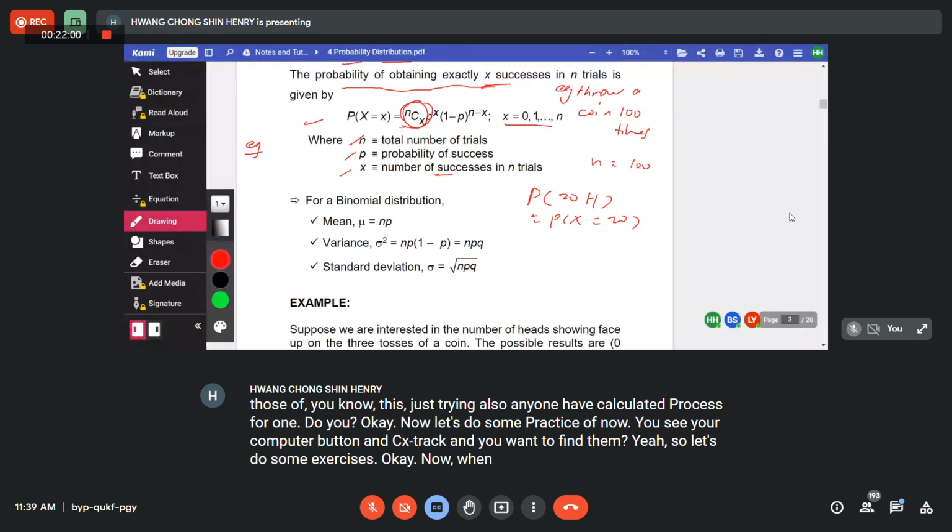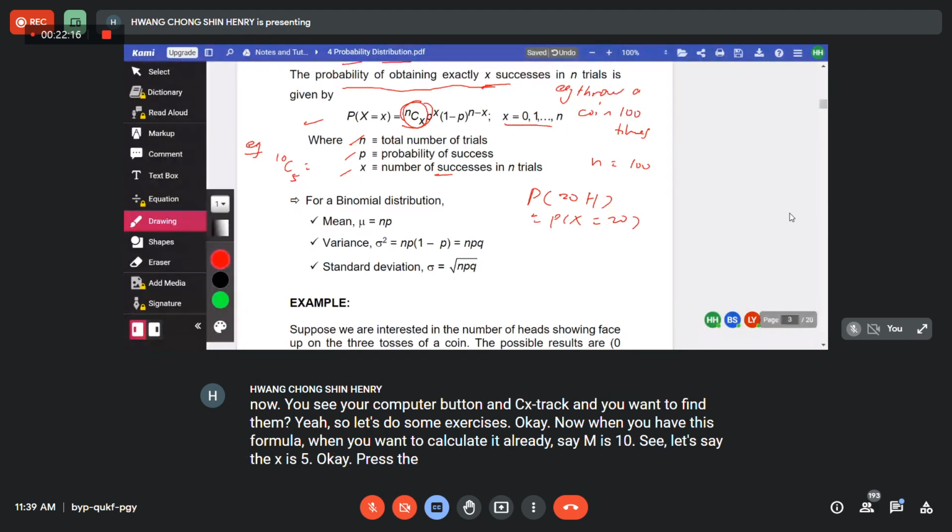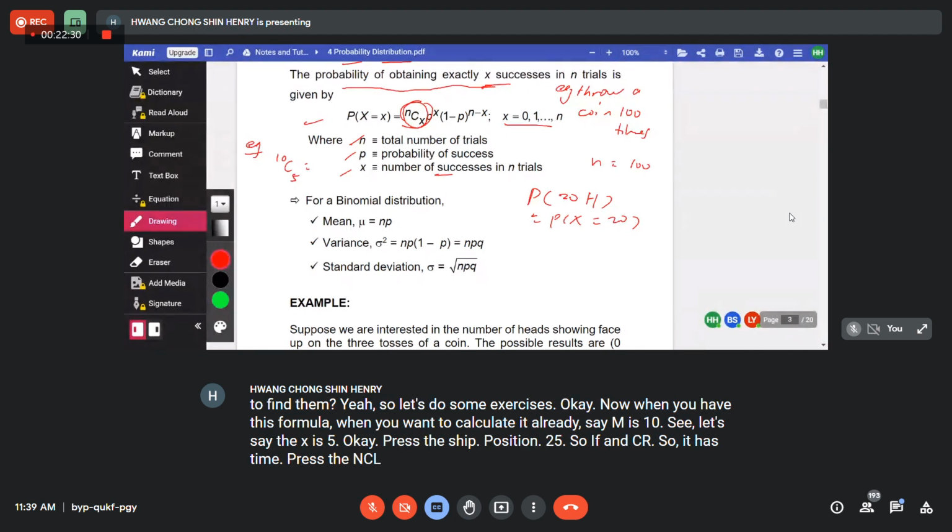Okay, now when you have this formula, when you want to calculate the probability, right? Let's say n is 10, let's say the x is 5. What do you get? Press the shift button. 10 C 5. So shift nCr. So you press 10, press the nCr, press 5. You get 252, right? Anyone look at home? How about you? Okay, all right.